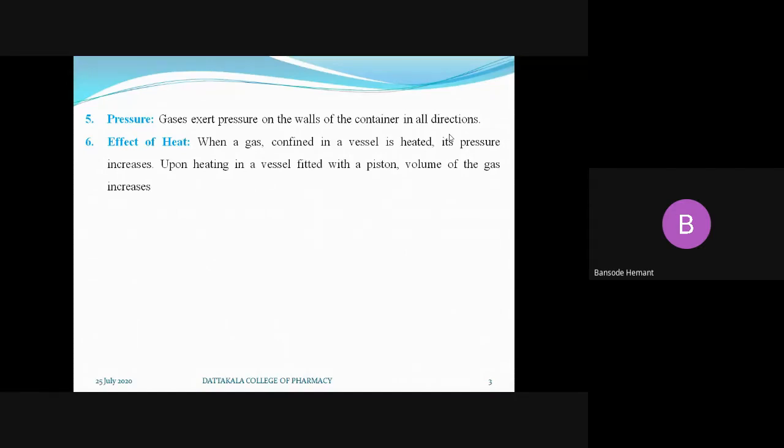We know that as the temperature increases, the kinetic energy of the gaseous molecules gets increased, and through this the expansion of the gaseous molecules takes place. As the expansion of the gaseous molecules takes place, what will happen? The volume will get increased.